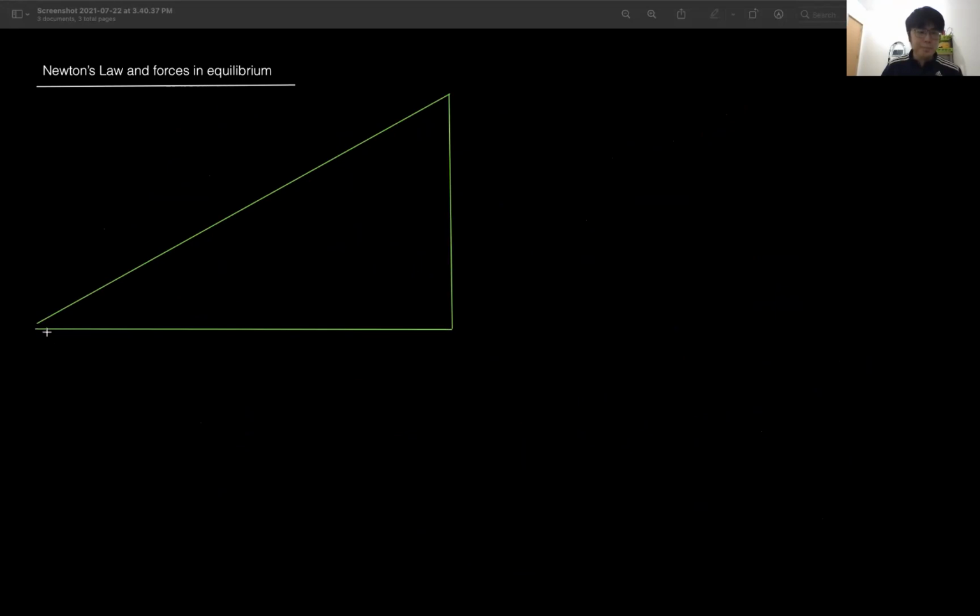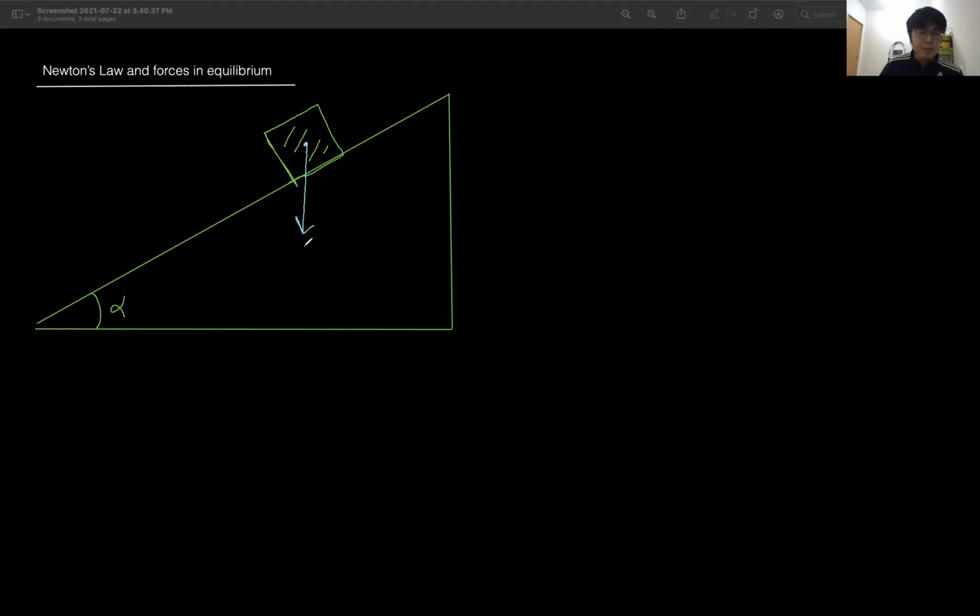Okay, let's look at one more example of an equilibrium system. Also a very typical one, the inclined plane. Here we have a sloping surface, with angle alpha. Mg, first we label the force.